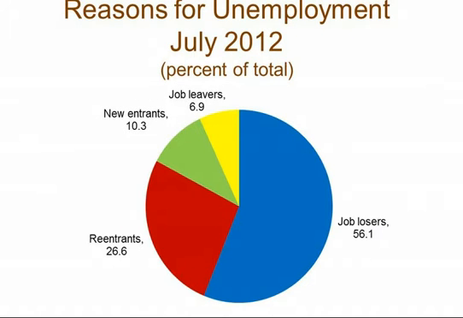And when you want to break down the unemployed by these categories, you could see most of the people who lost their job as of July 2012 were people who were laid off, and that was 56% of the population.